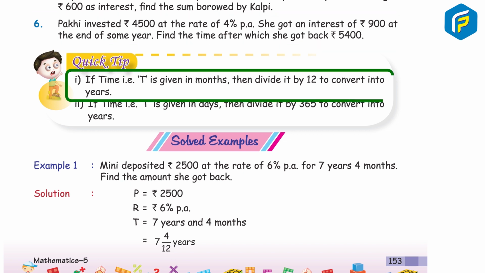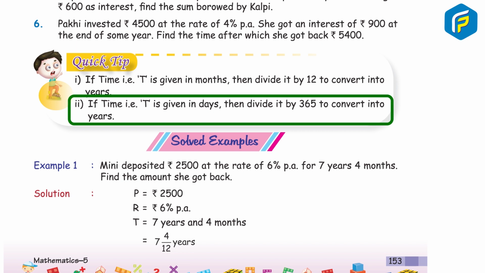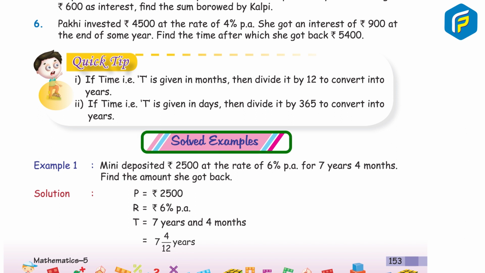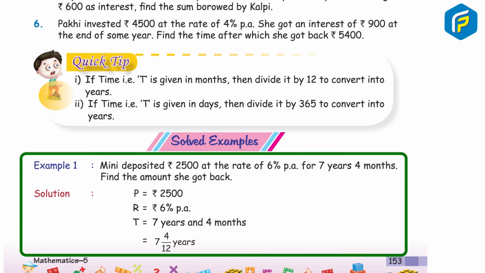Quick tip. 1. If time T is given in months, then divide by 12 to convert into years. 2. If time T is given in days, then divide by 365 to convert into years. Solved example. Example 1. Minnie deposited rupees 2,500 at the rate of 6% per annum for 7 years, 4 months. Find the amount she got back.